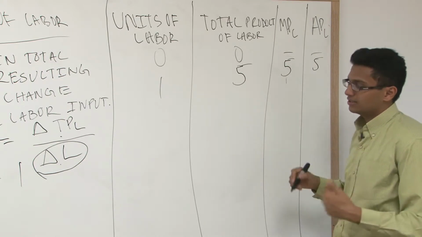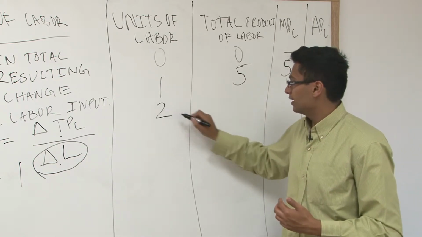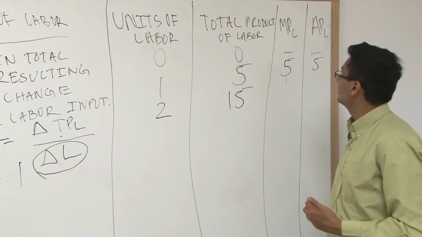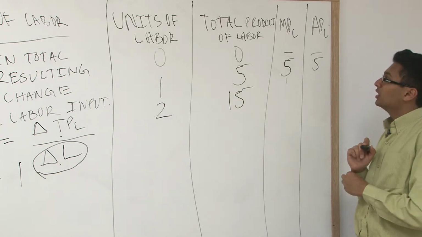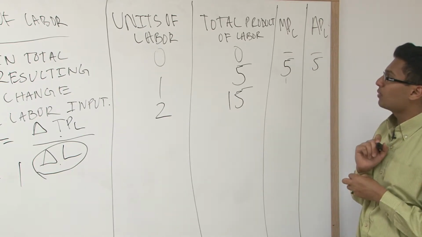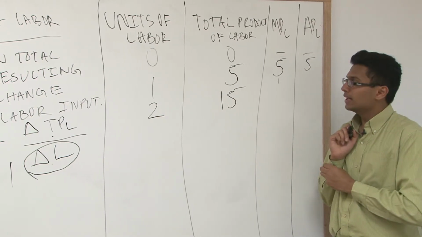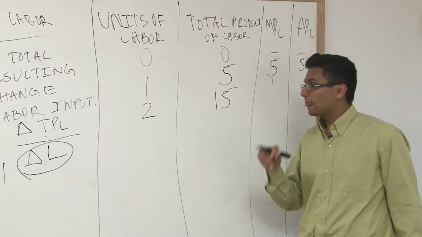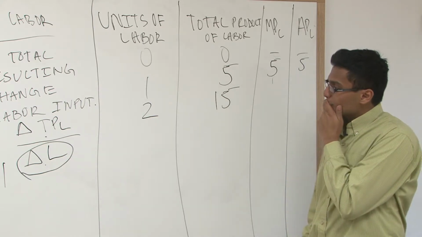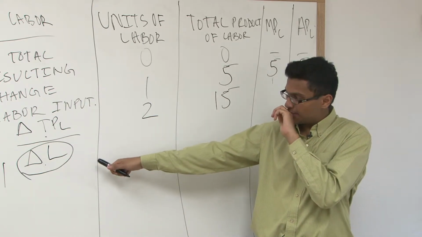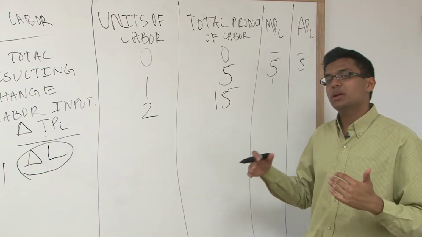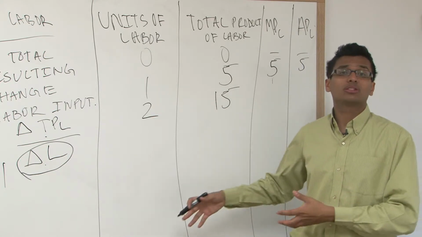Now let's see the second one. For 2 people in my restaurant, I produce, in this example, 15 boxes of pizza. So we go from 5 to 15. For MPL, what is the change in my total product of labor, and what is the change in my labor? In this example, my units of labor always go up by 1. Remember, MPL is equal to the change in TPL over the change in labor, and if the change in labor is only 1 unit, then your MPL is just going to equal the change in TPL.